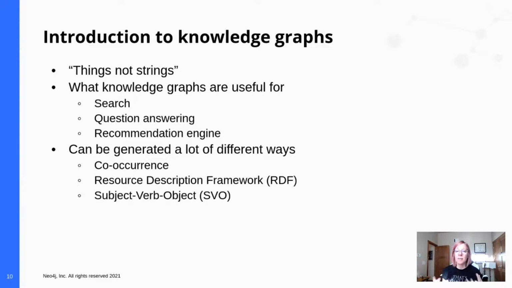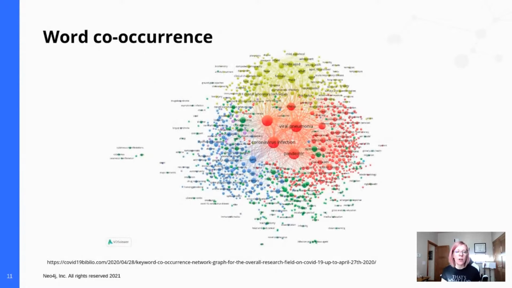Co-occurrence of words in text, resource description frameworks or RDFs, and then this idea of subject, verb, object. Okay, so we're going to be working with subject verb object triples or SVO triples today, but I'll show you some examples of these things. First, word co-occurrence. I'm sure we are all just ecstatic to see more data about COVID-19.